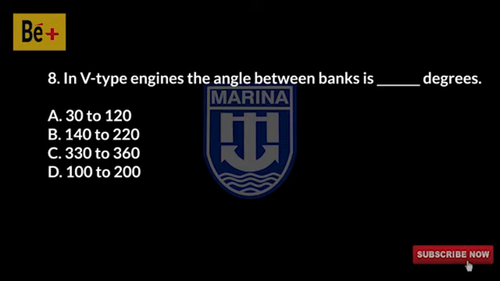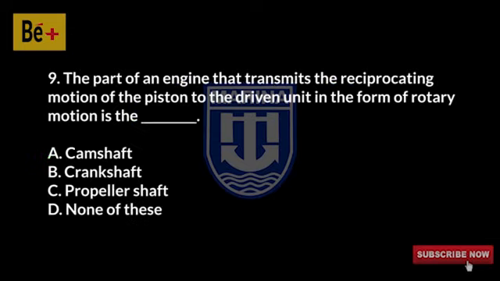In V-type engines the angle between banks is A. 30 to 12 degrees, B. 140 to 22 degrees, C. 330 to 360 degrees, D. 100 to 200 degrees. The answer is A. 30 to 12 degrees.